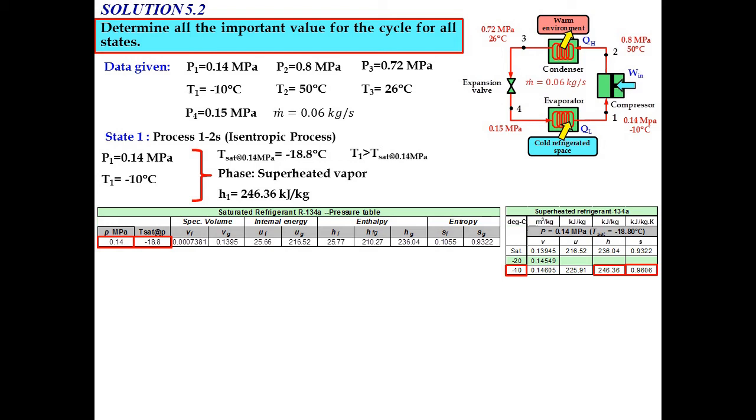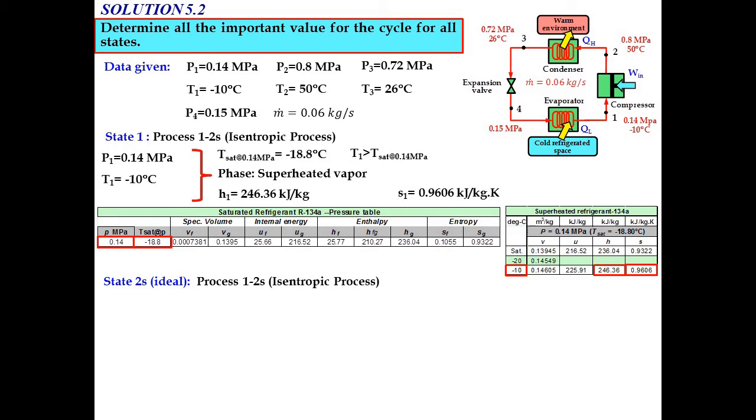And also we can determine the value of S1, because later on we will use this formula for the isentropic compression process, where S1 equal to 0.9606 kJ per kg Kelvin. Okay, done state number 1. State number 2, for state number 2 we have two conditions. We have state number 2 for the ideal condition and also state number 2 for the actual one.